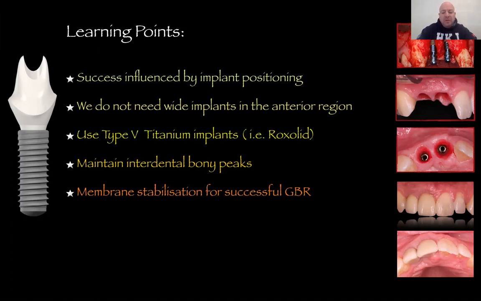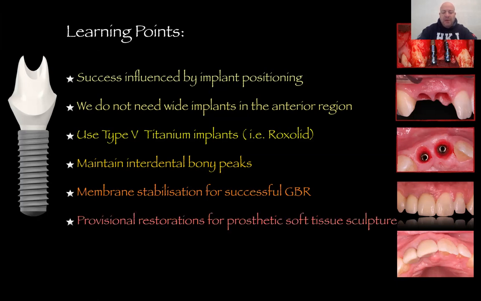Implant and adjacent tooth is 4.5, for example. Membrane stabilization is very important to get a successful guided bone regeneration. And provisional restorations are also very important to get what we call soft tissue sculpture.